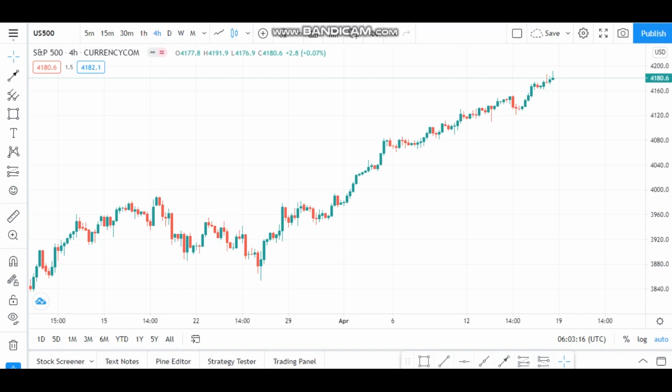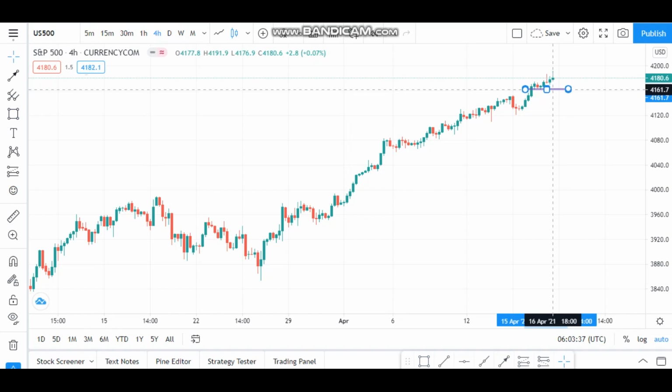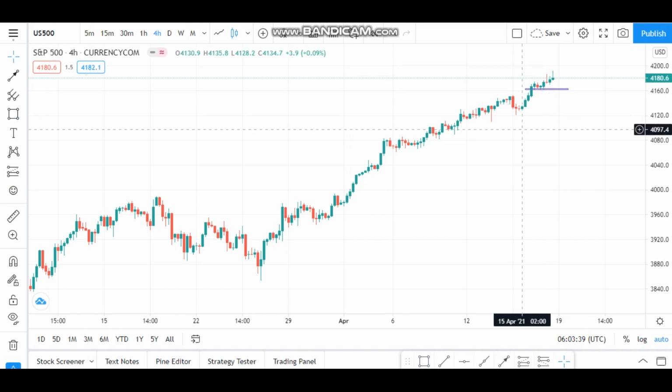On H4, we have some pin bars which haven't been respected, and the high probability, since the market is in a strong bullish trend, is to continue bullish, because this zone is a respected zone and it can be broken. So one of the high probabilities, let's go to 30 minutes.